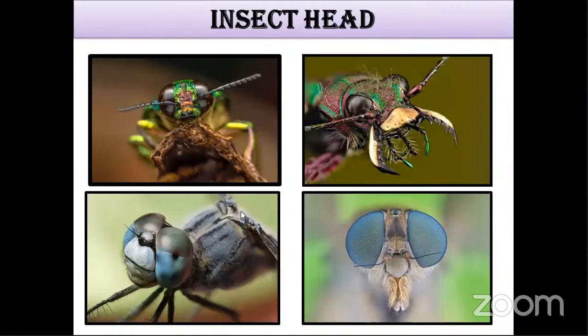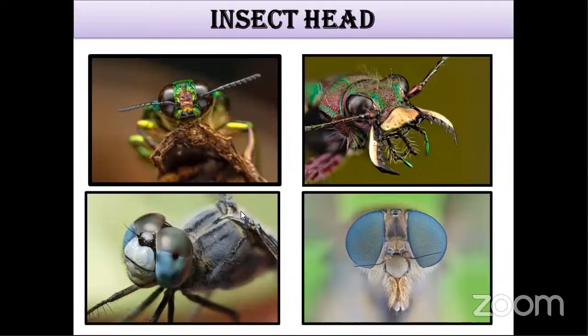First we will discuss the insect head. The insect body is divided into three regions or three tagma: head, thorax, abdomen. First we will discuss the insect head. You can see these pictures. These are the insect head.